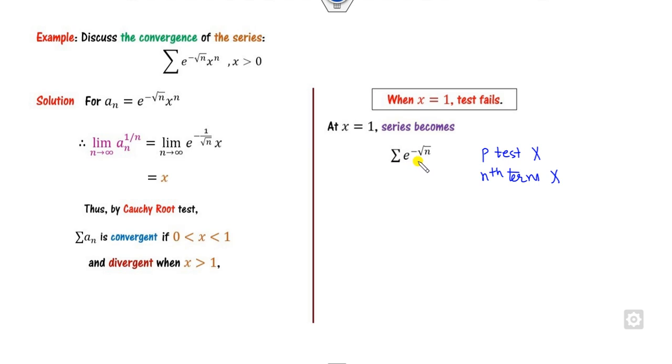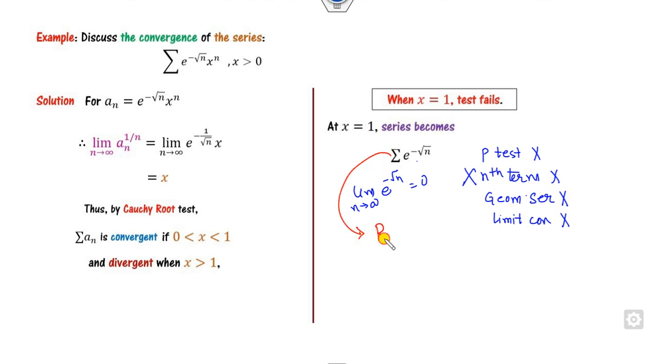No, because when you take the nth term test, what will happen? The limit as n approaches infinity of this goes to 0, so we can't apply the nth term test. Is it solved with the help of the geometric series? No, because this is not a geometric series. Can you compare with the limit comparison test? No. So none of the tests discussed so far is applicable here.